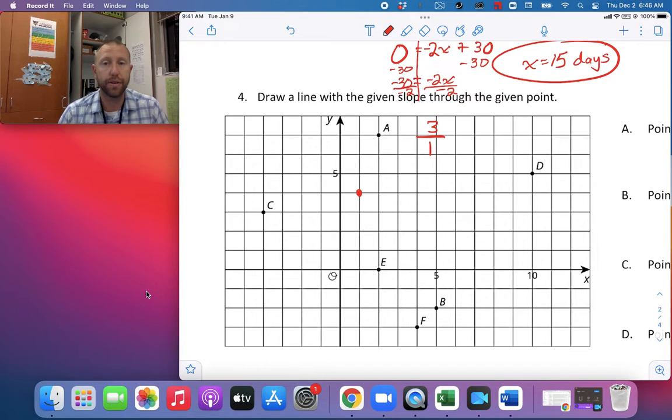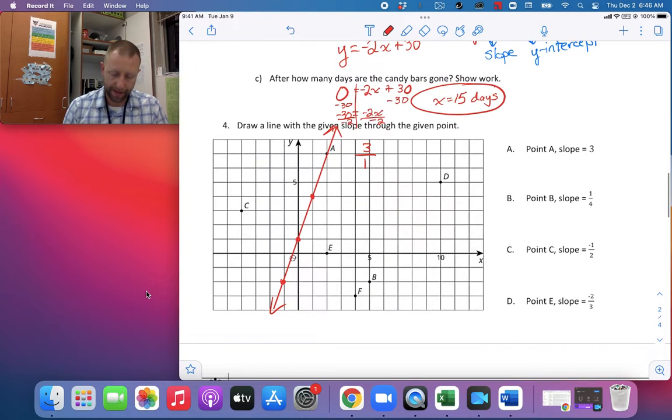Now, what I like to do is keep doing it. I keep doing the slope from the point until I can't go any further. That helps me with my ruler. That helps me make a nice straight line. Okay? From this point here, I'm going to go down 3 again. 1, 2, 3, and to the left 1. And I'm going to do it again. 1, 2, 3, and then to the left 1. Now I have all of these points that I can connect with my ruler, and I know I'm going to get a better line than if I wouldn't have done that. Okay? There. Now I've got A done.